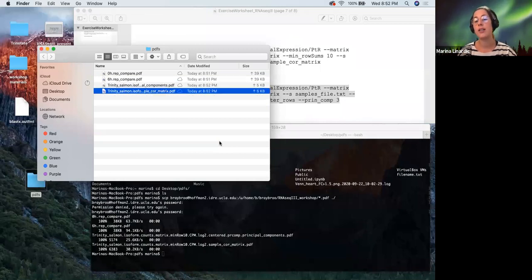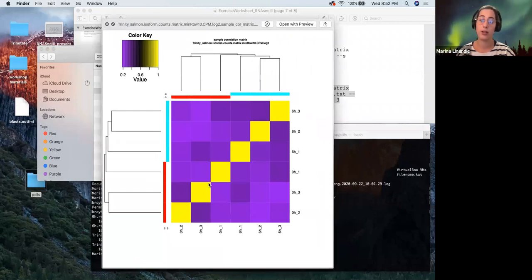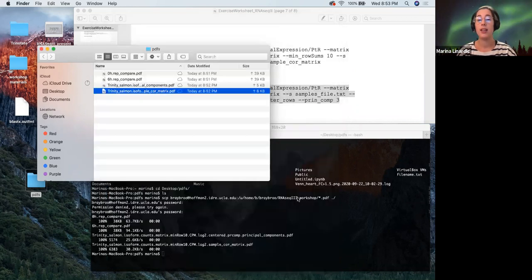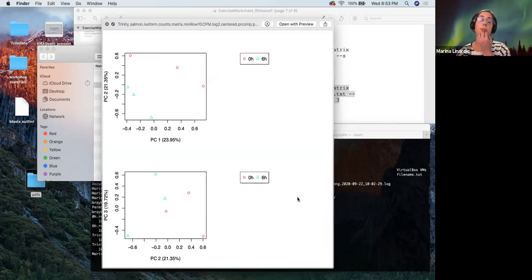Then what we did next is compare the conditions. And this is our correlation matrix. So these conditions, based on this information, are pretty similar, but still they separate quite nicely. So the 6 hours is in one bunch and 0 hours is in another bunch. If they're mixed up, that tells you immediately, oh, maybe I mislabeled my samples, unless you expect them to be very, very similar to one another. So it's a good quality check. And then another thing that we did is look at principal component analysis.